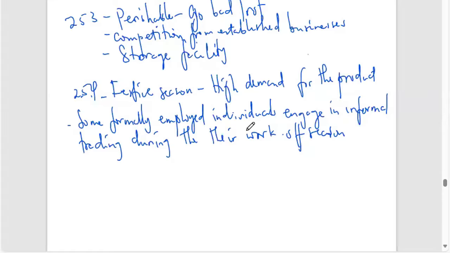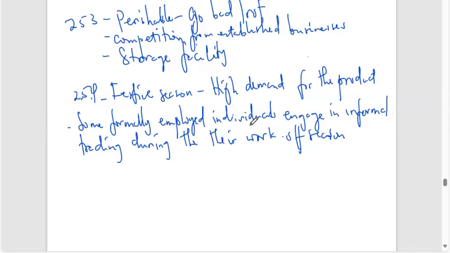So one reason is the increased demand, the potential business people will increase because they are sure that there's a market for their products, and the other reason is that some people who are coming from the formal sector also join the trading in the informal sector in December during their off work season.